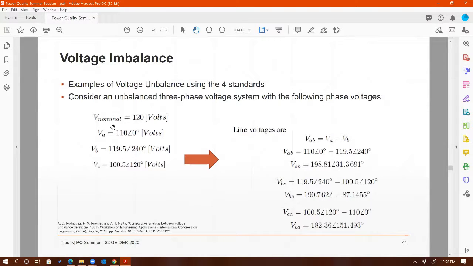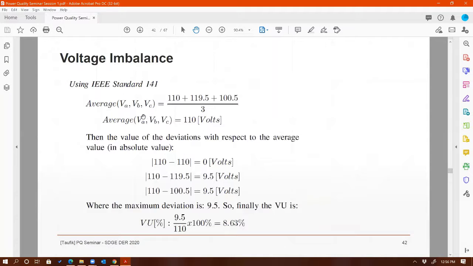Let's say that this is the nominal value, 120 volts, but then after you measure the voltages, you have phase voltages of 110, 119.5, 100.5. Those are the angles, and then I'm going to convert those into line-to-line voltages, right? Right there. So now I have phase voltages as well as line-to-line voltages. Okay. And then I'm using all four methods.